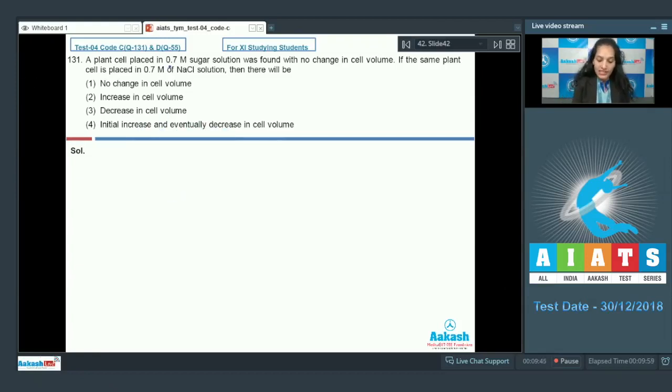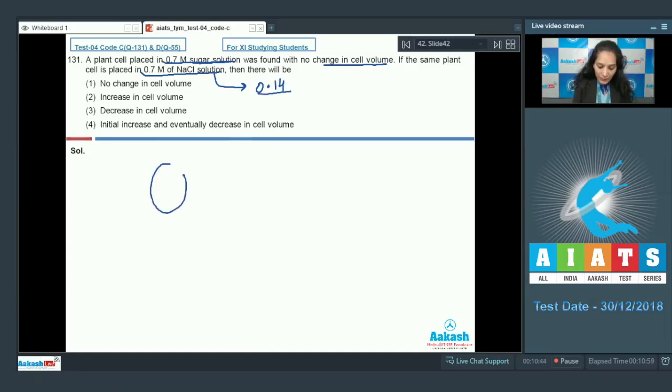See here, if you place a plant cell in 0.7 molar sugar solution, there will be no change. It means the sugar solution is isotonic to the solution of the cell. But if you put the same cell in the 0.7 molar NaCl solution, then there will be a change or no change. This is the question for you. Sugar solution is a non-electrolyte, but NaCl solution is an electrolyte. It will break down into sodium ions and chloride ions. So, the molar concentration will become 0.14.